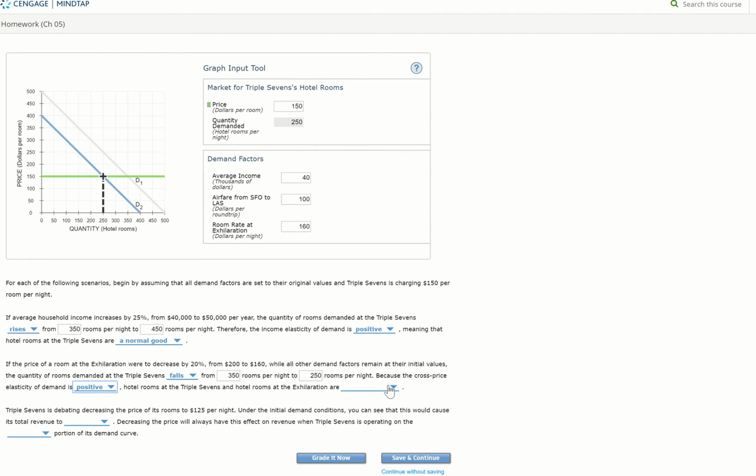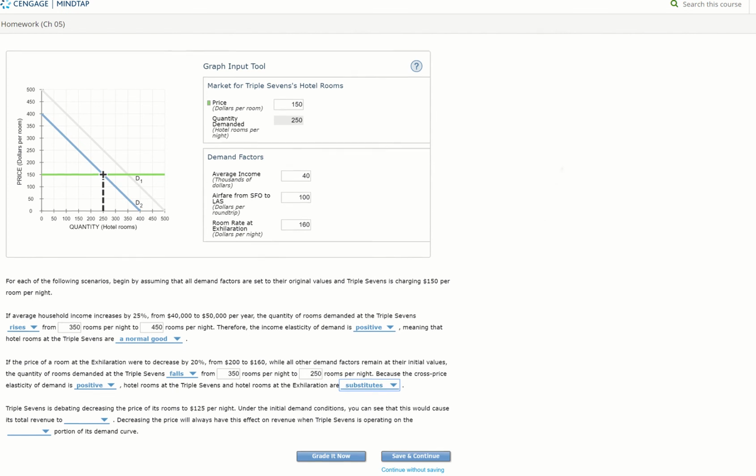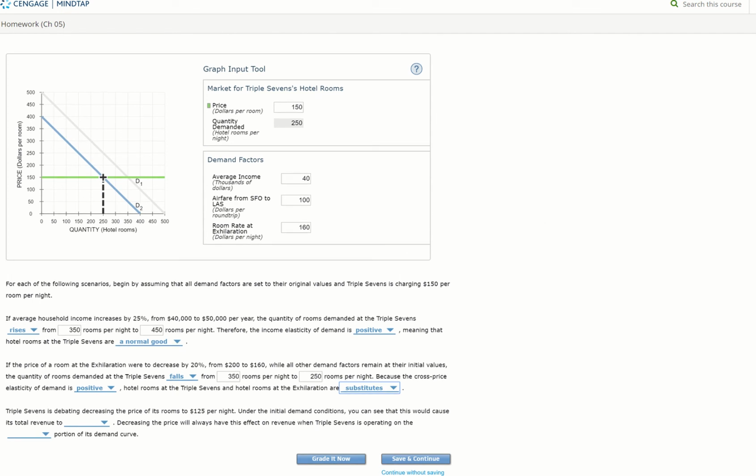This is positive, that means these two goods are substitute goods. Again, that's the definition. If the cross price elasticity is positive, the two goods are substitutes. If the cross price elasticity is negative, these two goods are complements. All right, and then let's change this one back to 200 again. Make sure every time you finish, change it back to the initial value. Otherwise, the answer is wrong.